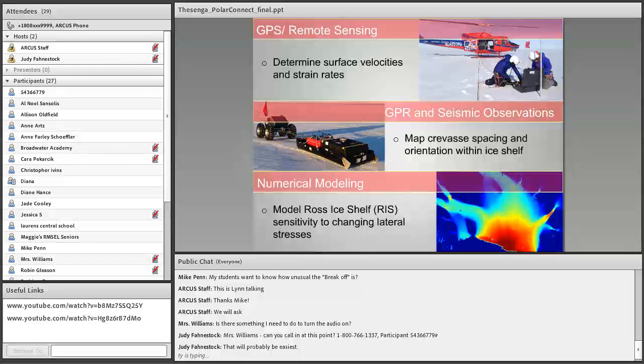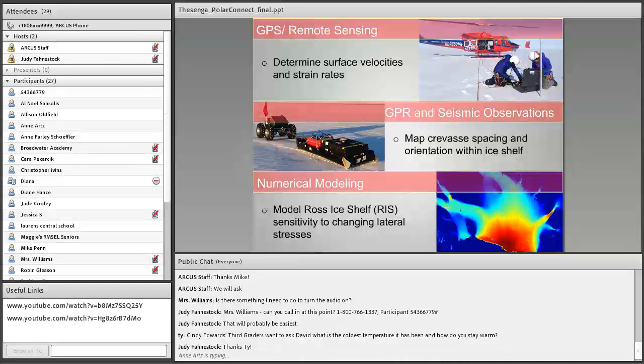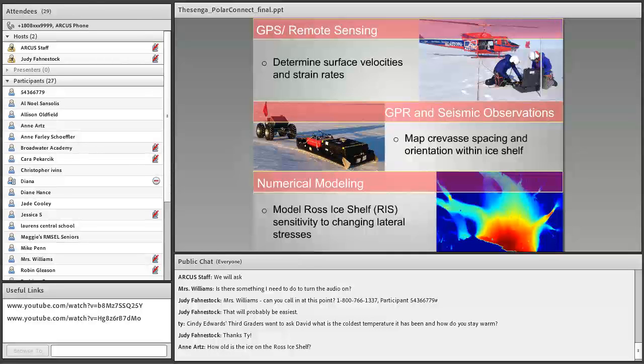Okay. So how do we study this area that's heavily crevassed and an area that we think is crucial for the stability of the ice shelf? Well, we use a combination of GPS and remote sensing observations. We're studying how the ice moves at the surface, and we determine something called strain rate, so pretty much how the surface is deforming. We also do ground penetrating radar, so we send radar signals into the ice and receive those back, as well as seismic observations. So pretty much energy that's put into the ice shelf, we get returns, and we use that to map the spacing of crevasses and the orientation within the ice shelf.